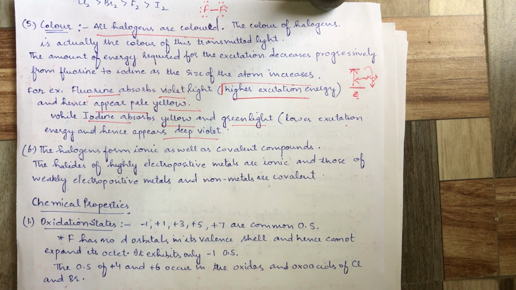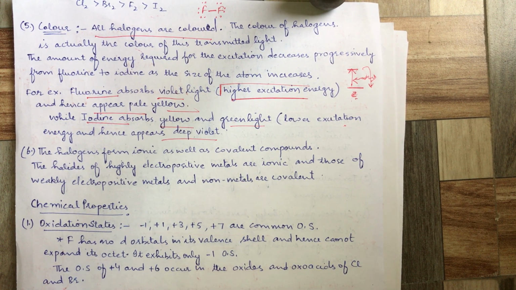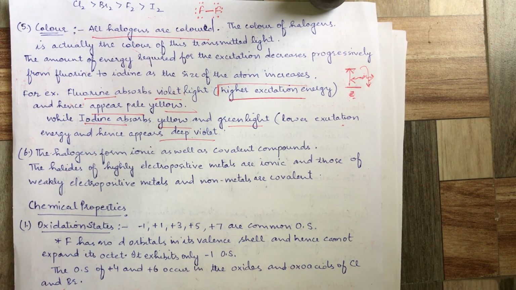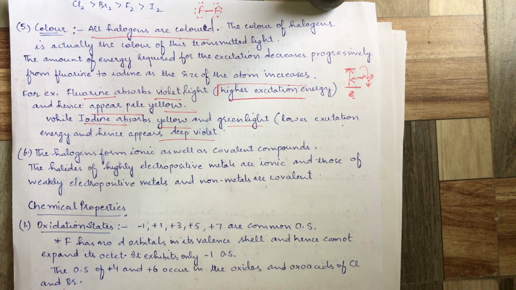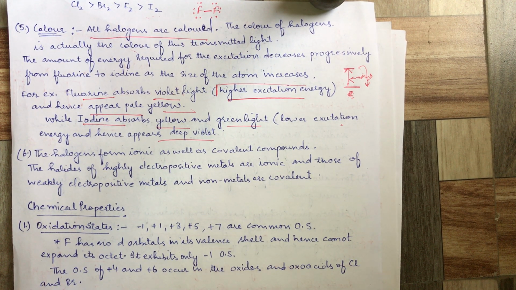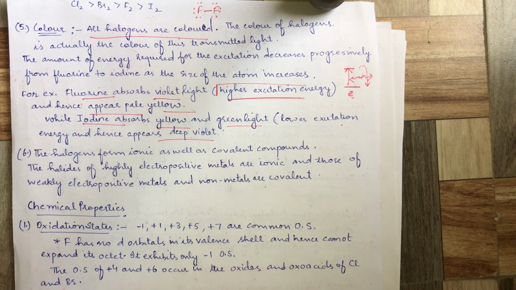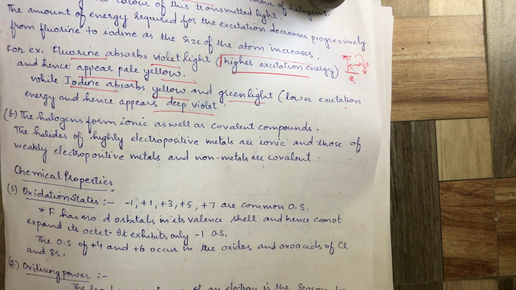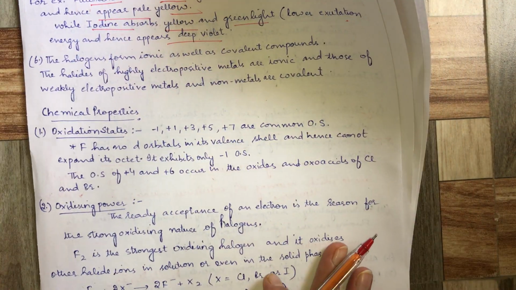Non-metals, these halogens, are highly electronegative, and if they form a bond with highly electropositive elements, the electronegativity difference will be very large, and hence they will have ionic character. Right, now let's talk about the chemical properties, out of which we are to discuss the oxidation state.